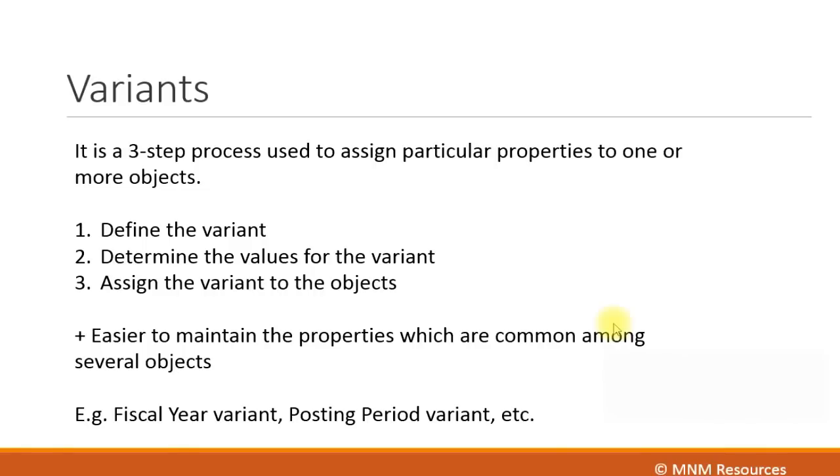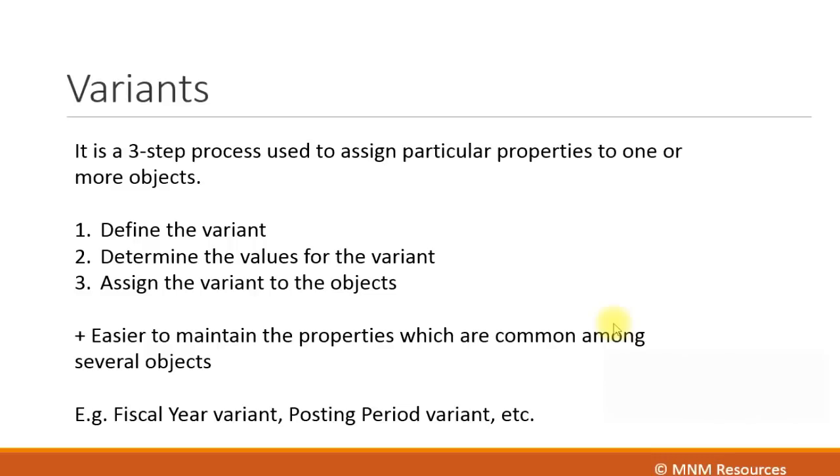First, you define the variant, that is giving an ID for a variant and a description. Then you determine the values for the variant. This way you assign the properties of that variant. And the third step is to assign the variant to an object. So that's defining the variant, determining the values, and assigning the variant to an object. We'll see in more detail with an example of a variant in our next few slides. But for now, we just have to know a variant is defined by three process steps.